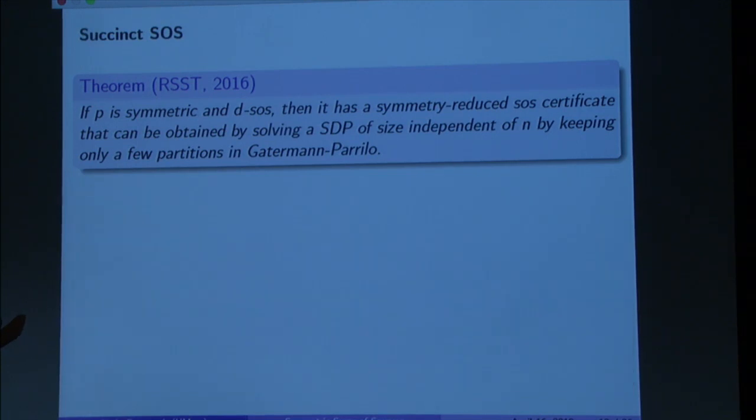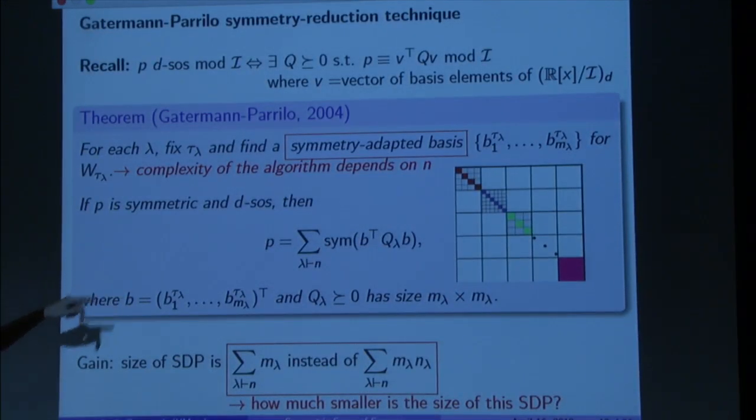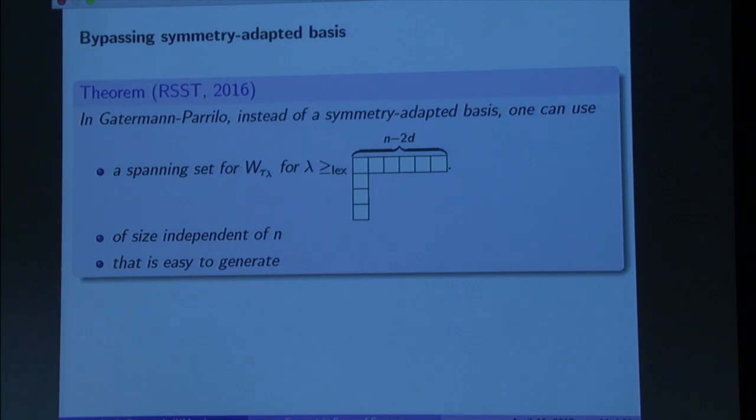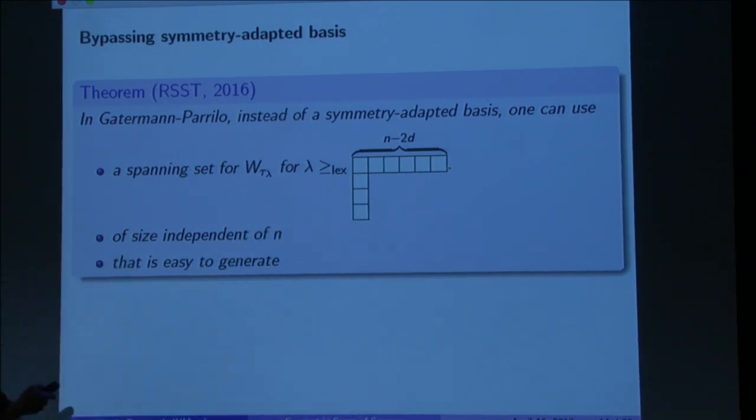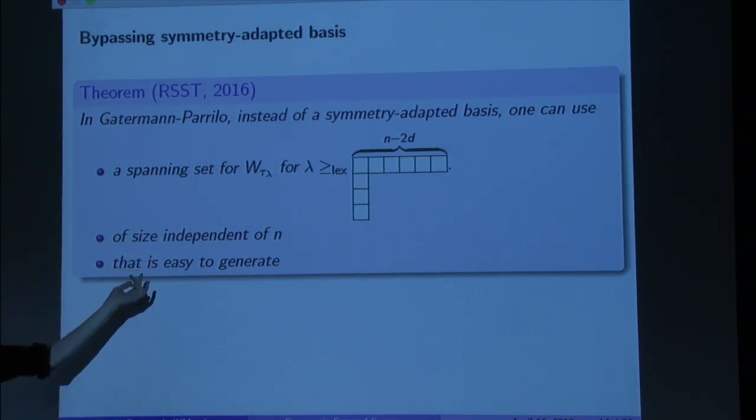But I still need this symmetry adapted basis. So there, a very naive idea works. Instead of a basis, use a spanning set. So for each of these W tau lambdas, use a spanning set only for the partitions that we need to keep. And of course, your spanning set is going to be bigger than a basis, so you don't want to suddenly get dependence on n again. So you need to make sure that these spanning sets have size independent of n, and you want them to be easy to generate. You don't want some algorithm that's going to have a runtime that depends on n.